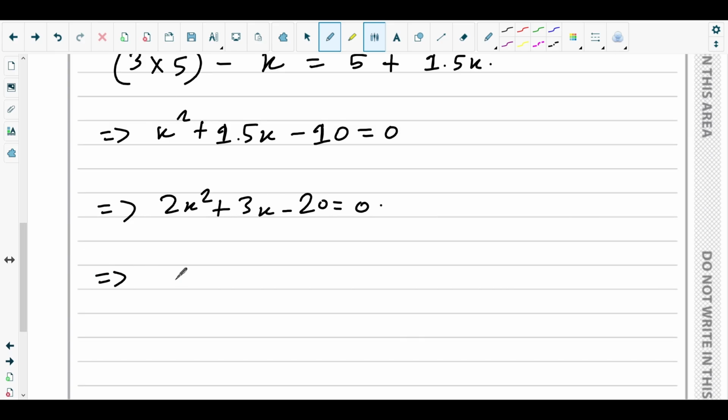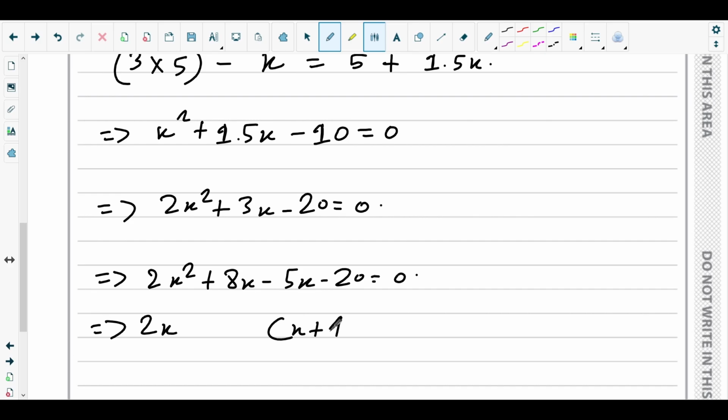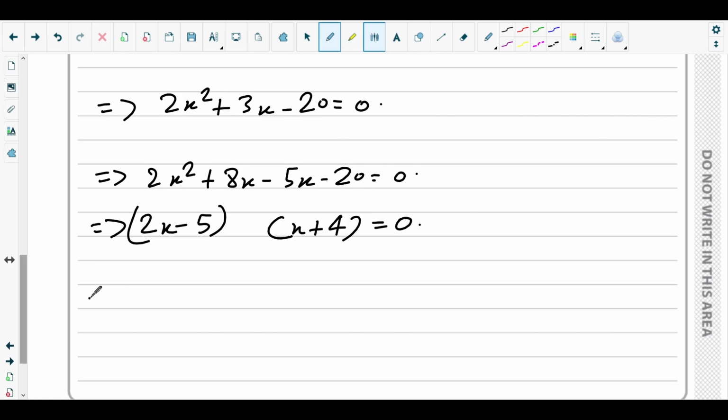Okay. So what we need to do? 2 times 20, that is what? 40. Right. So can we use some formula? 5 times 8, that is what? 40. So twice of x squared plus 8x minus 5x minus 20 equals to what? 0. Right. So take twice of x common. So you'll get x plus 4 minus 5 times x plus 4. This is what? Middle term factorization. Fine. So either the value of x is 5 over 2 or the value of x is negative 4.